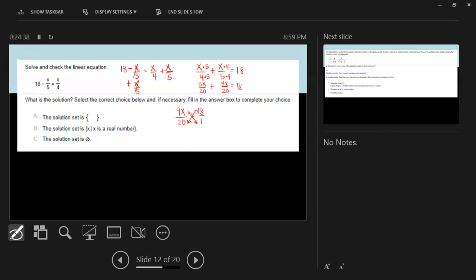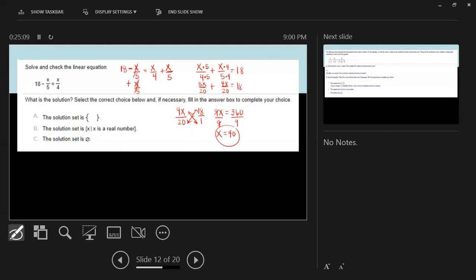All right, so 9x times 1 would give you 9x. And 18 times 20 will give you 360. The 9x together implies multiplication. So I'm going to divide both sides by 9 to get rid of the 9, to get the x by itself. Now, when you do 360 divided by 9, you will get 40. So 36 divided by 9 is 4, plus that 0 would give you 40. So my answer is 40.